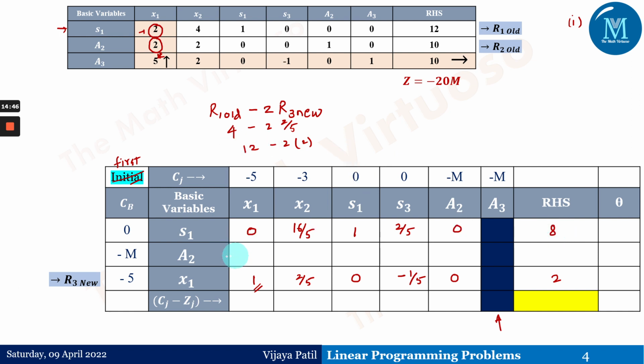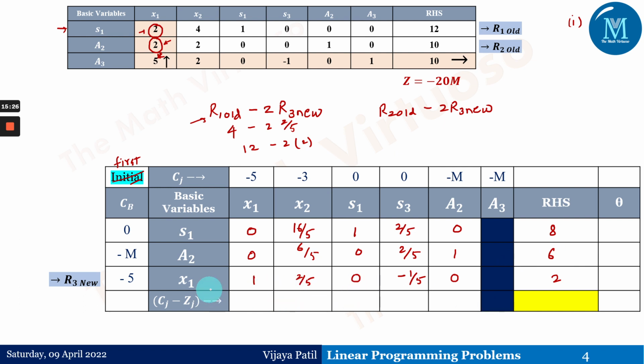Now to get the second row, which is R2 new for this table, we have to follow the transformation. That means we have to make this 2 zero using this 1 again. The same transformation will be followed here: R2 old minus 2 times R3 new. We'll be getting the elements 0, 6 by 5, 0, 2 by 5, 1, and then the RHS becomes 6.